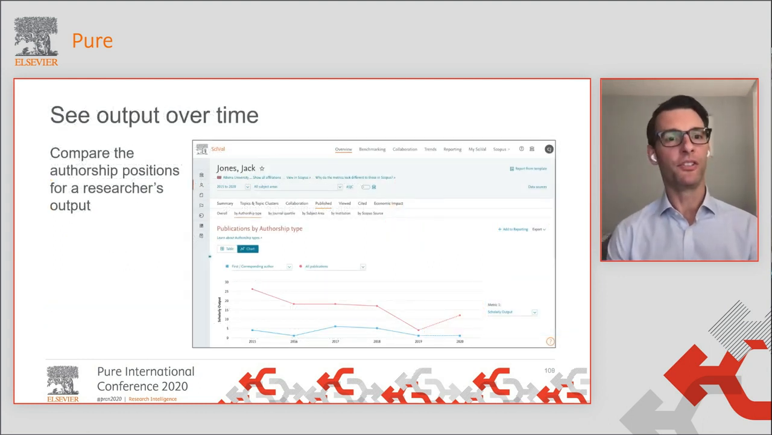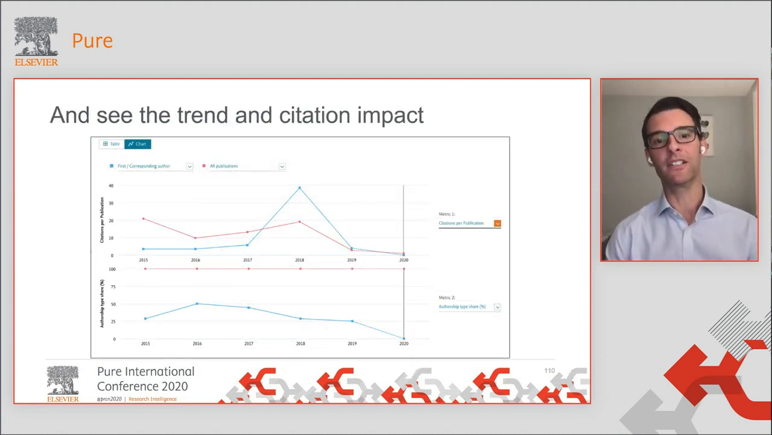So what I'd like to do is just show a couple of slides of how this would look. For example, here in SciVal, we're comparing a researcher, and you can see the amount of output they have as a first and corresponding author, and the amount of output they have in all of their publications. And you can also get an idea about the impact of that. So you can look at different metrics for that over time and make a comparison as well.